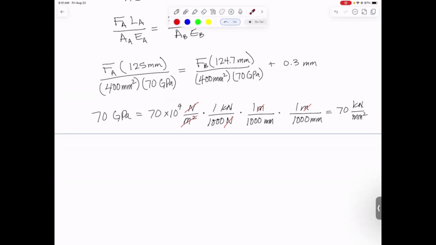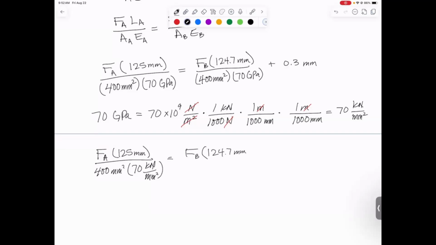A gigapascal is equal to a kilonewton per square millimeter. It's a really helpful thing to memorize because you're often given area in square millimeters. So if I can just replace that gigapascal with kilonewtons per square millimeters, those square millimeters will cancel out. I'm going to rewrite this equation. I've got FA times 125 millimeters over 400 millimeters squared times 70 kilonewtons per square millimeter. That's what a gigapascal is. That equals FB times 124.7 millimeters divided by 400 millimeters squared times 70 kilonewtons per square millimeter.